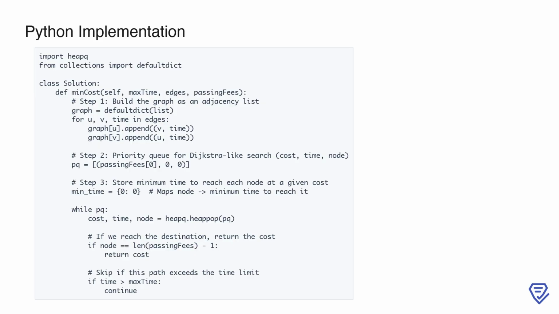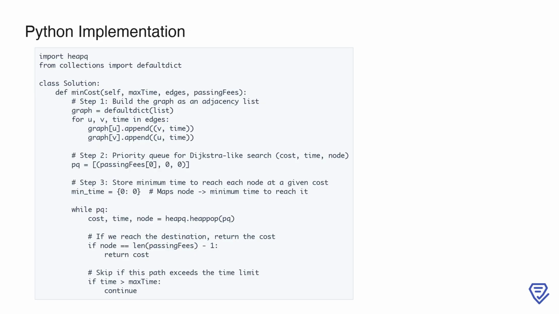Once the graph is ready, we initialize a priority queue, PQ, to facilitate a Dijkstra-like search. Each entry in the queue is a tuple containing the current cost, the current time, and the current node. Initially, we start from node 0 with its corresponding passing fee as the cost, a time of 0, and the node itself. Additionally, we maintain a min_time dictionary to track the minimum time required to reach each node at a given cost. For now, we set the minimum time to reach node 0 as 0.